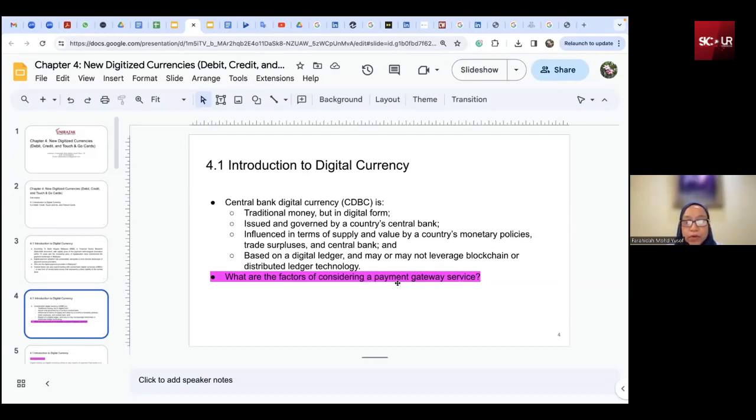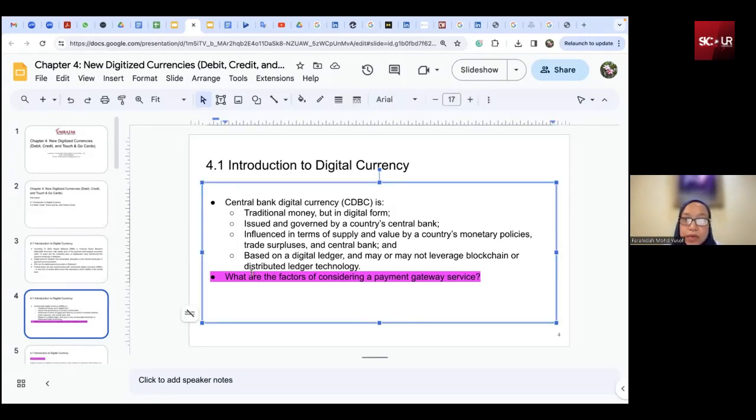So what are the factors to consider for payment gateway services? As I said, a payment gateway is also one of the providers that provide the service for digital payment. So how do you consider which payment gateway is good or not good? I think we don't have that option, right? When we are booking a cinema ticket, when we are making the payment, it will automatically direct us to Razer Pay or any other options they have. So basically, we don't have the option to choose any other, right?